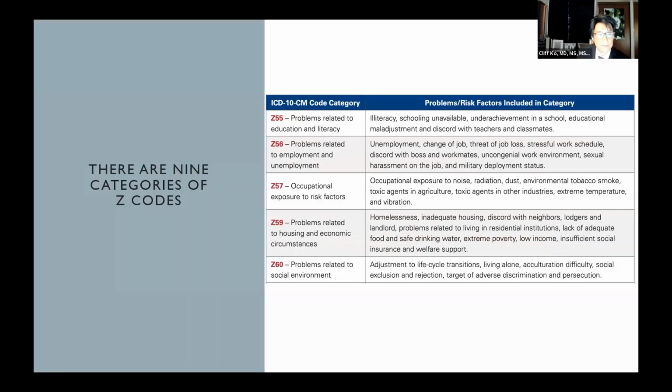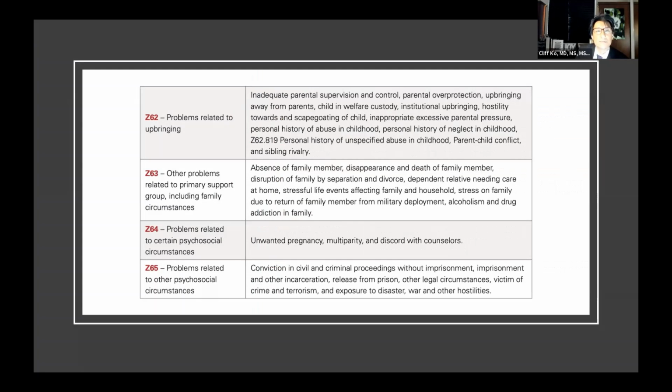Next slide, please. There are 9 categories of Z codes, and I don't know if this is too small for you to see. I think these slides would be made available, or just Google Z codes. But here are the 9 categories. Z55 is about education and literacy. 56 is about unemployment. 57 is occupational risk factors. 59 is about housing and economic circumstances. Z60 is the social environment. Next slide, please. 62 is the upbringing, 63, 64, 65, and you can see those.